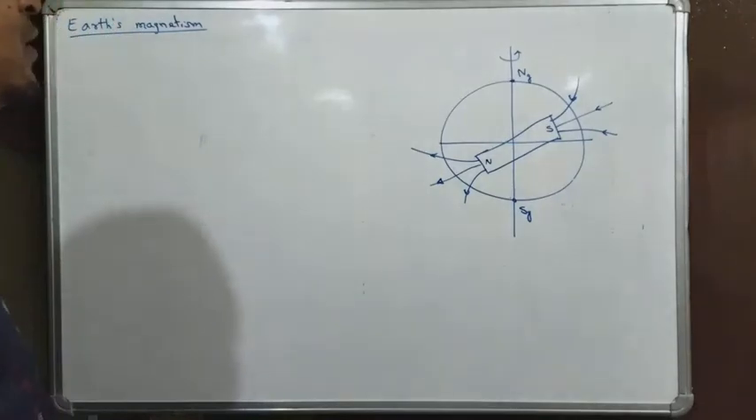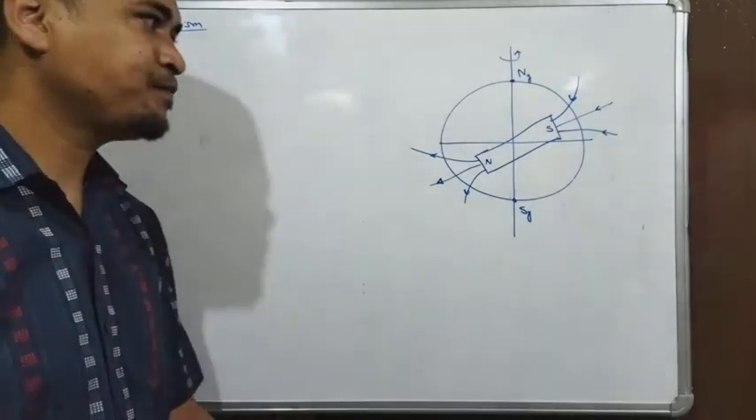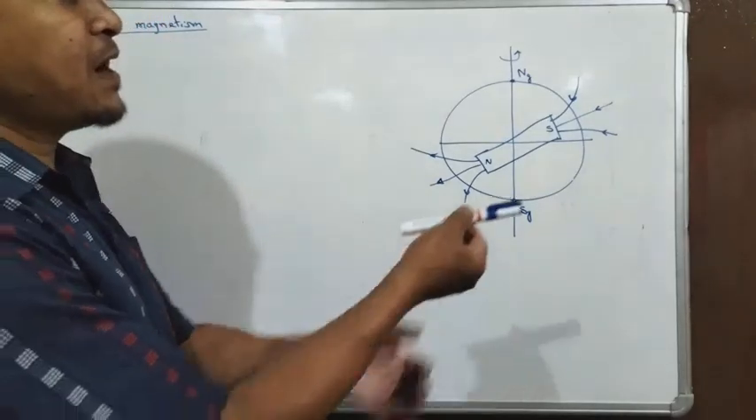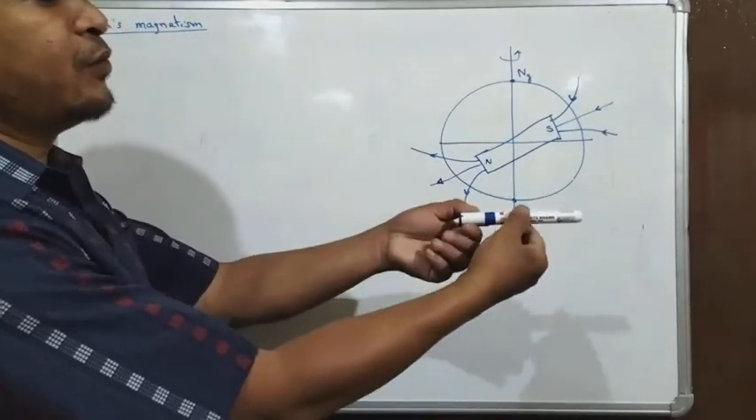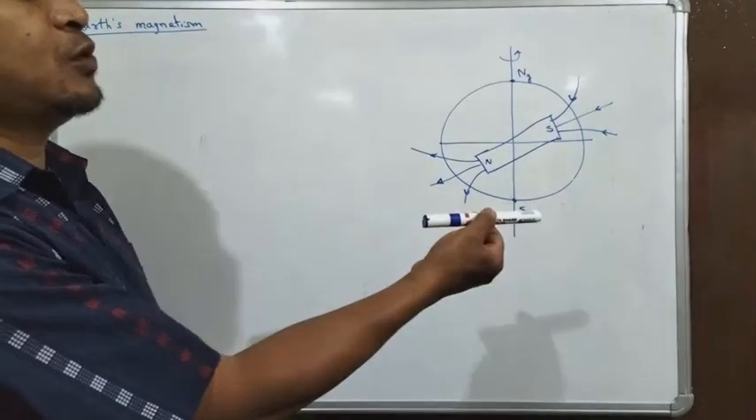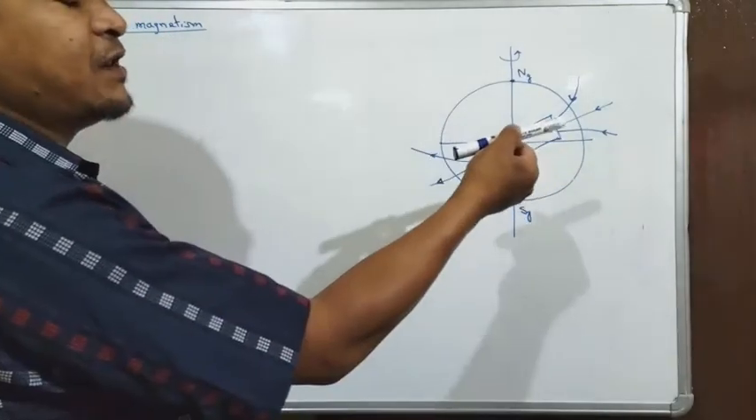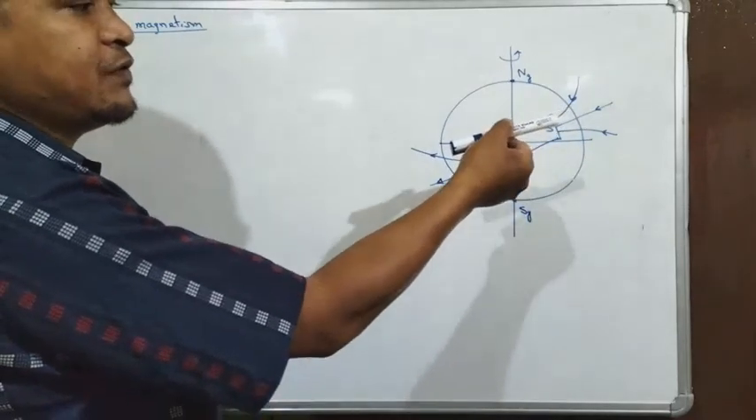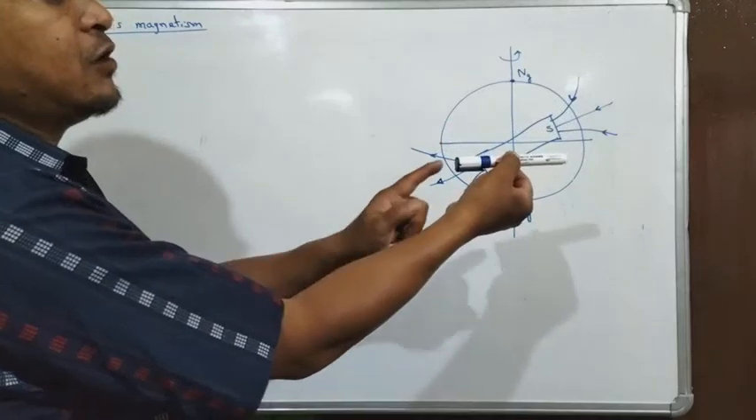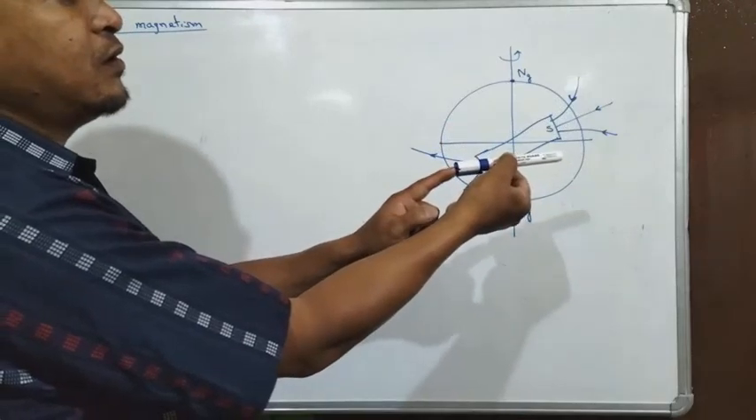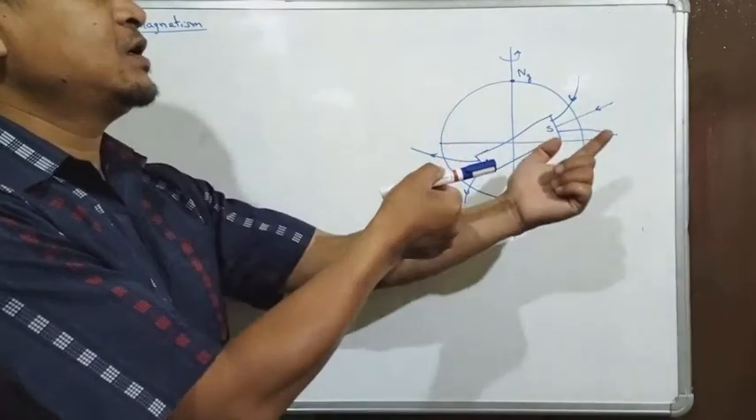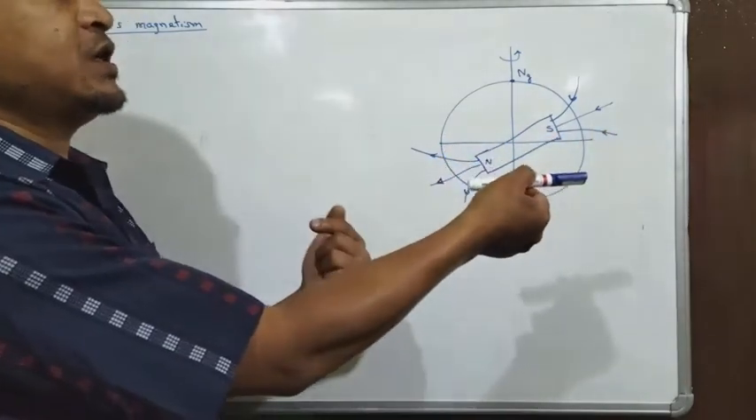Now again, let me come back to the magnetic needle. If this is my magnetic needle, in which this end is the north pole and this end is the south pole, and I place the magnetic needle, let's say, on the surface of the Earth, and it happens that the north pole of the needle points this side, and the south pole comes this side.